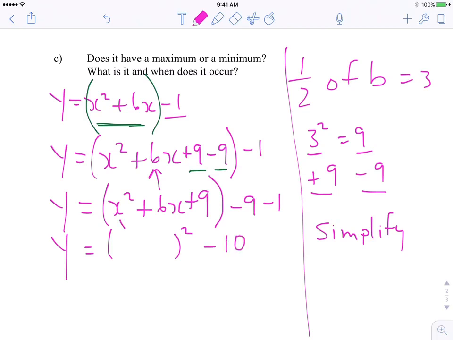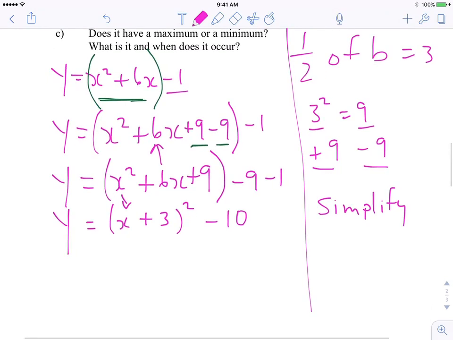And how do I factor a perfect square trinomial? The square root of x squared is x. The square root of positive 9 is 3. And we need it to add up to 6x. If it were expanded, we would add up to 6x. And x plus 3 squared is what we have. And now we can identify the vertex. The vertex is going to be negative 3, negative 10.